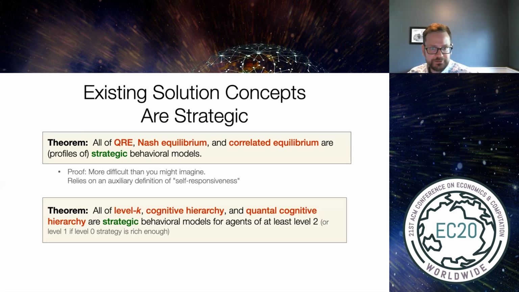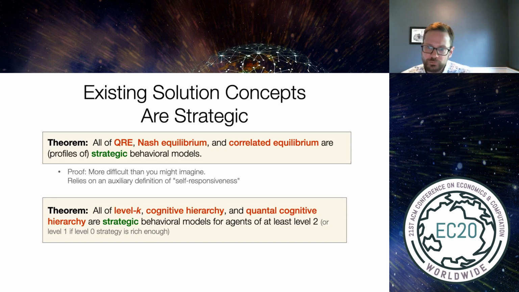And in the behavioral game theory world, or I guess the iterative models world, all of the level K cognitive hierarchy and quantal cognitive hierarchy models are also strategic behavioral models for the agents of at least level 2. Okay, so what we're going to say is the level 0 agents are non-strategic. Good, that's what we want. The higher level agents are strategic. Good, that's what we want.